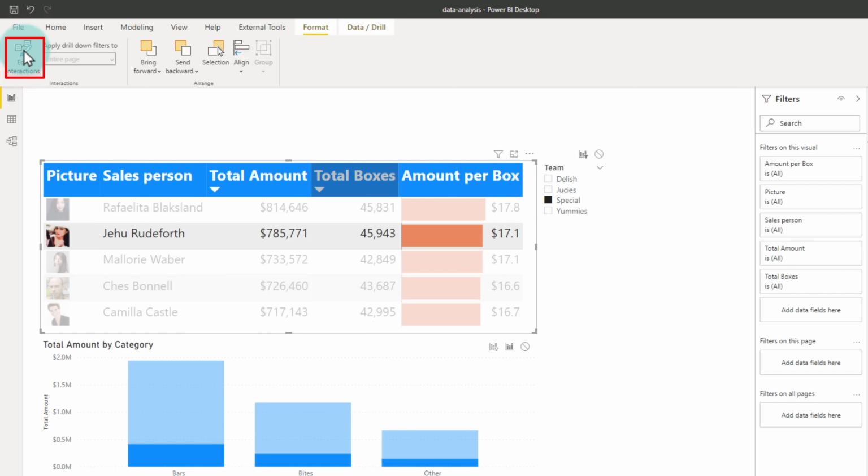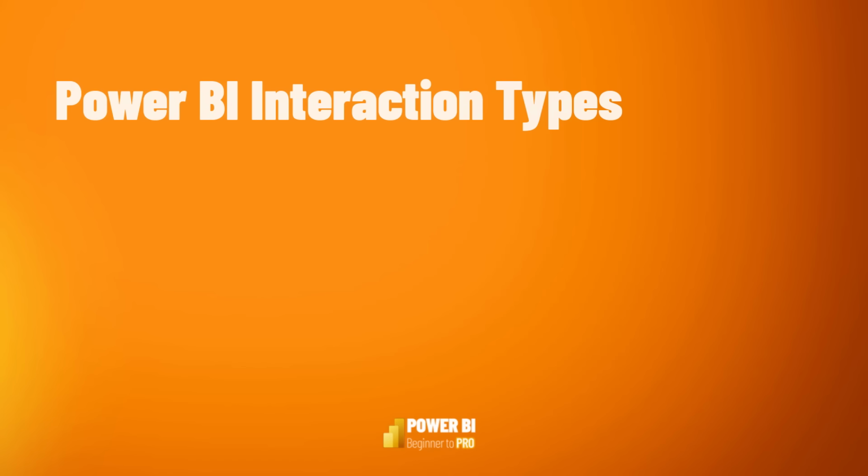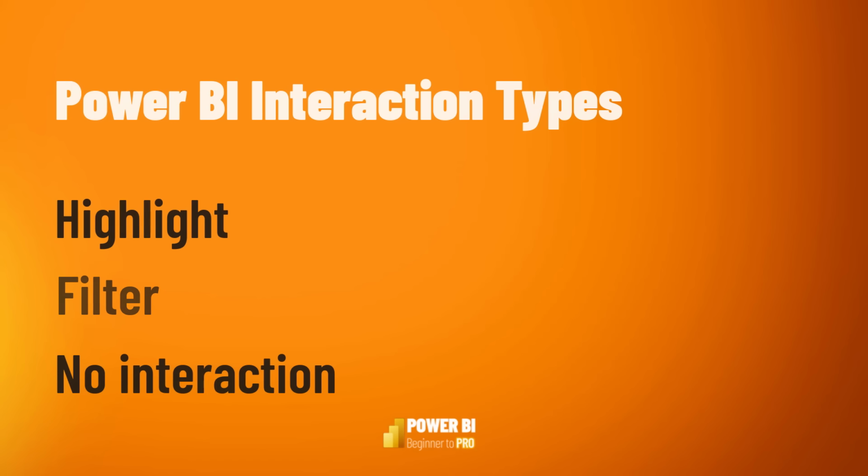Because this table can interact with that slicer as well as this graph, Power BI will show some additional icons on top of the graph. We don't need to touch this side, we only need to adjust this. And right now the behavior that we have is highlighted behavior. So the middle icon is enabled. There are three kinds of interactions that you can have on the visuals. You can highlight, you can filter, or you can have no interaction.